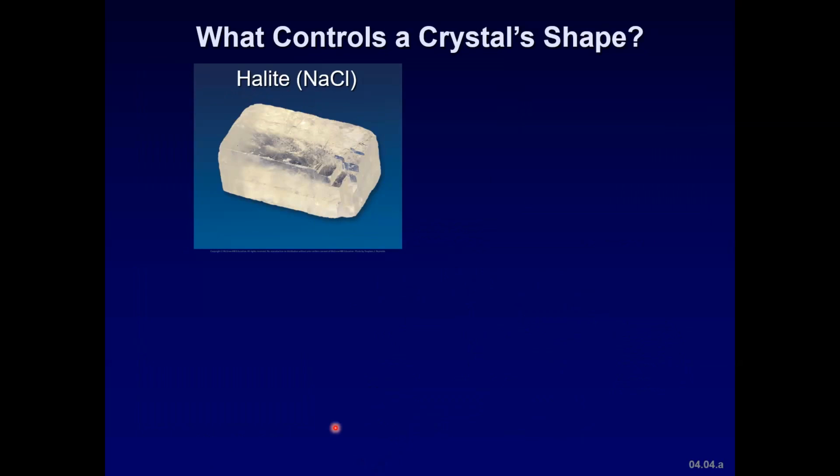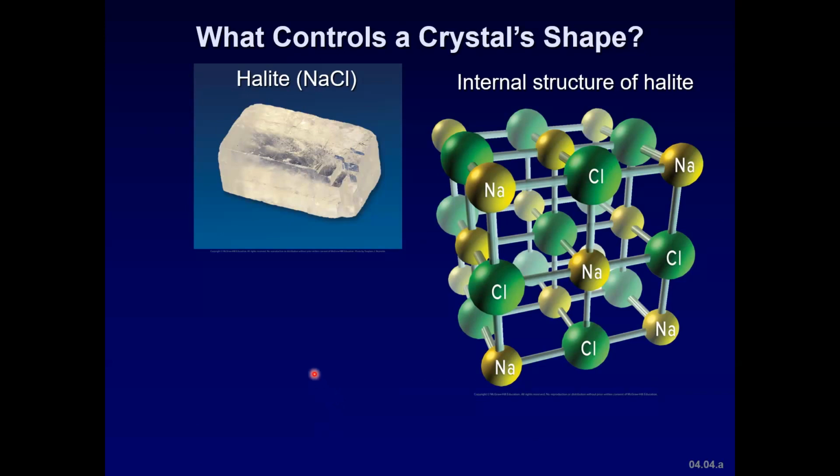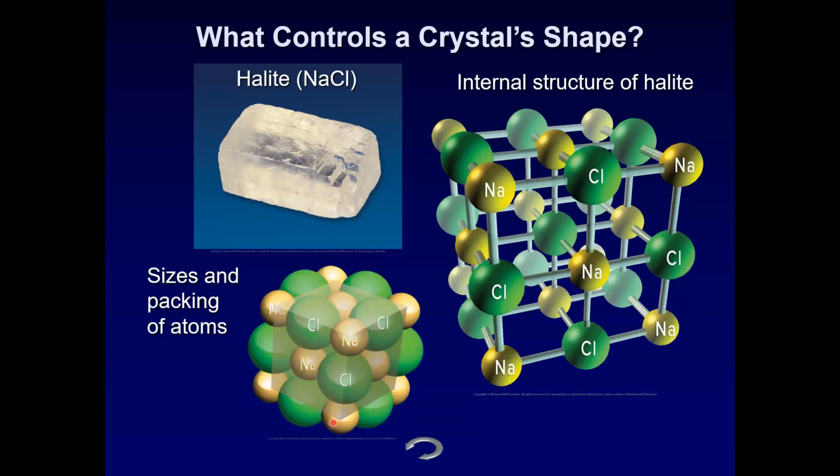So, what controls a crystal's shape? We'll use halite as a good example. And really, we're looking at the internal structure of halite now. You have sodium and chlorine atoms bonded together in the shape of a cube or rectangles, packed together in cubic form. It can look like this.